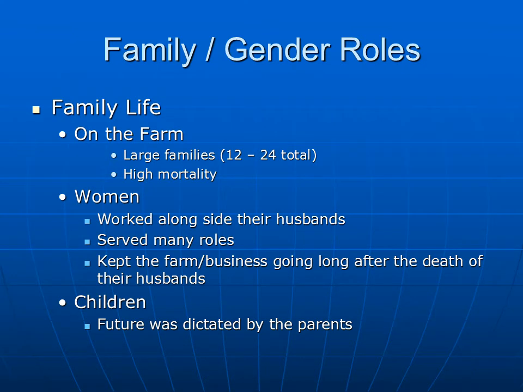Now, with family life, families were very large. You had to have large families because of the high mortality rate. You may have 24 kids, or be pregnant 24 times, but only have 5 kids survive to adulthood. So you had to play the numbers game. Childbirth was extremely dangerous. Many women died during childbirth, but women played a very large role working alongside their husbands, serving many roles within the family, and even taking ownership of the family business or farm once their husbands died.